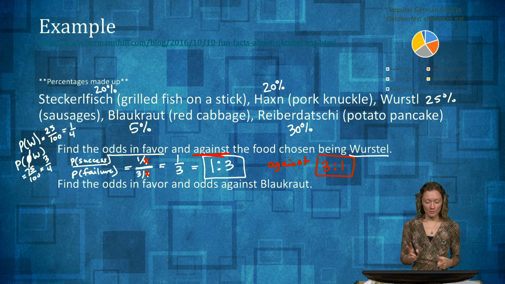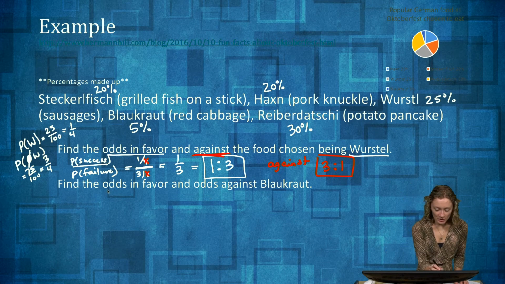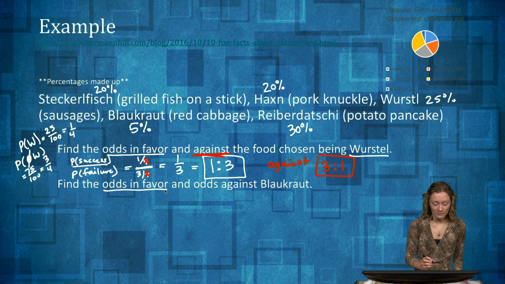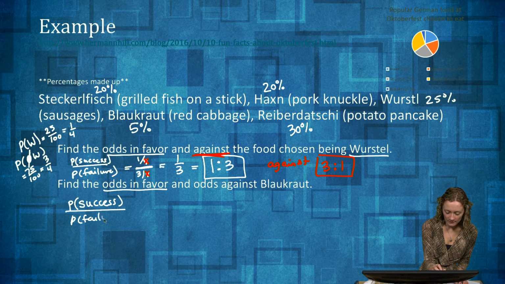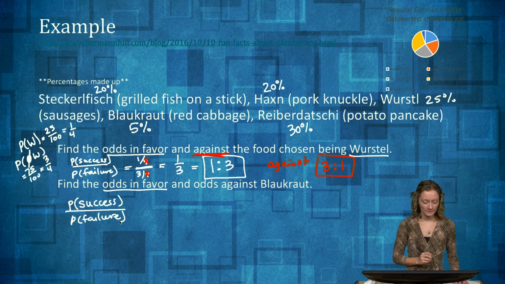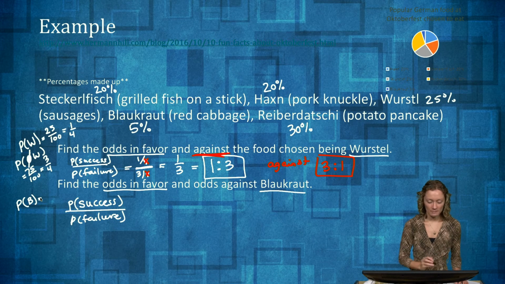Let's do another example in this chart. Find the odds in favor and against Blaukraut being the chosen food. So let's start with odds in favor. You could start with whichever one you want to. Odds in favor is the probability of success over the probability of failure. The event is Blaukraut being chosen. So what's the probability that Blaukraut is chosen? Blaukraut is chosen 5% of the time.